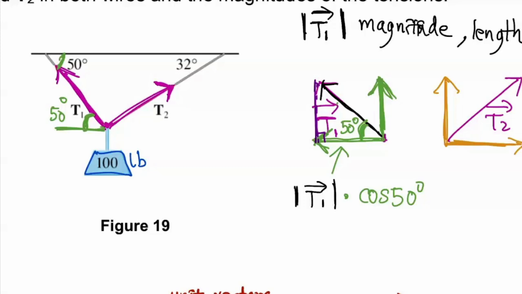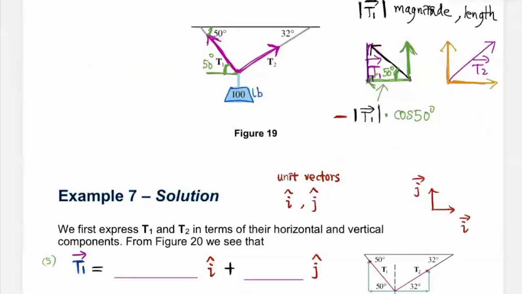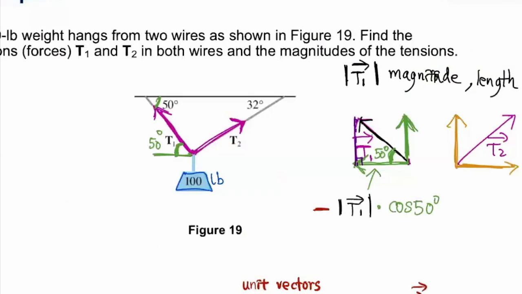This component is pointing to the left. Remember, pointing to the right is the positive x direction. So this one here is pointing to which direction? The negative direction. So we should put a negative sign in front. So that will be this. All right, so this component will be negative. It will be this expression, right?